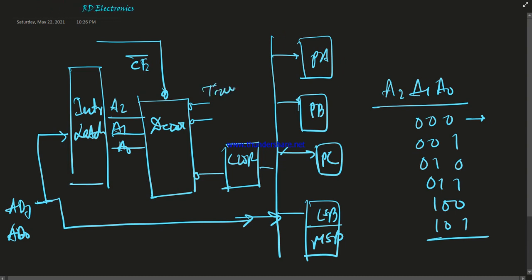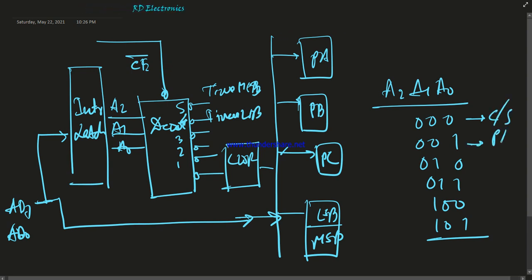This output is connected to the timer MSB. So here, 5 is this output, 4 is this one for the timer LSB, and 3, 2, 1 means, first of all, the control register, this one for port A, this one for port B, this one for port C, this for the timer LSB, and this for the timer MSB. So the individual outputs are connected to the specific IO address ports. This is the logic of the 8155 IC chip.